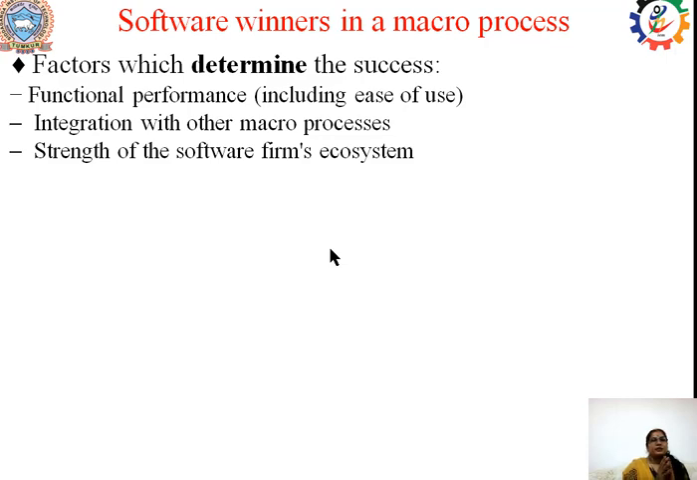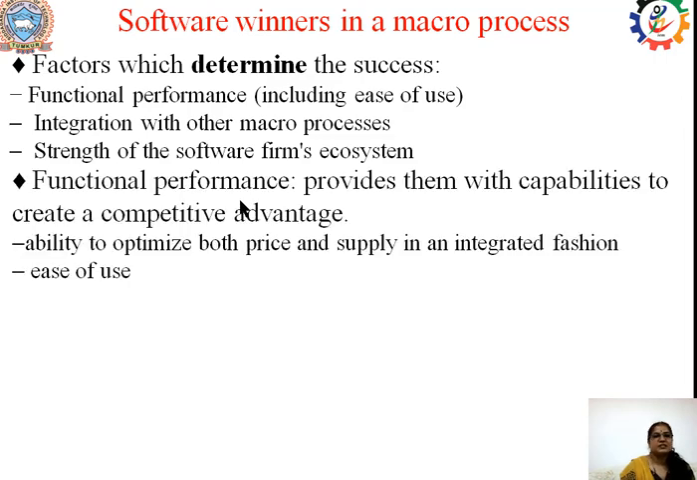So, which one to purchase? There should be some criteria for evaluation. Those criteria are listed in this slide: functional performance, integration with other macro processes, strength of the software firm's ecosystem. We'll see one by one. Functional performance provides them with capabilities to create a competitive edge.